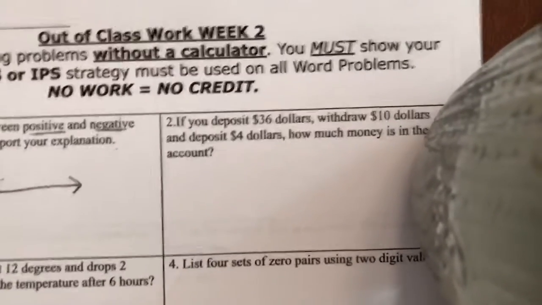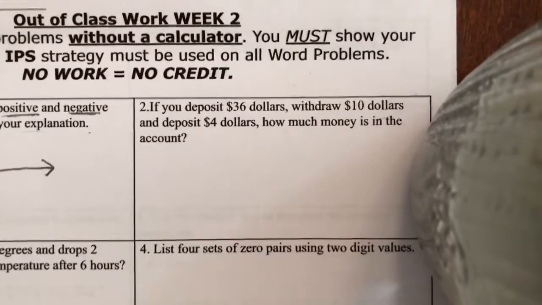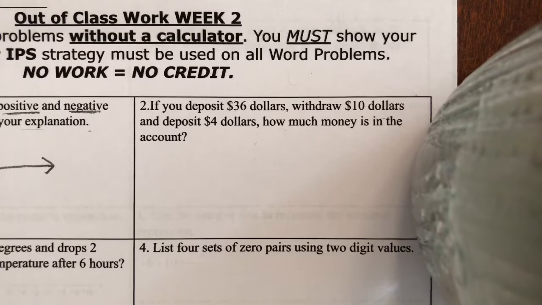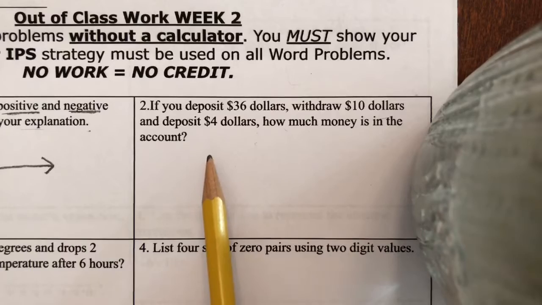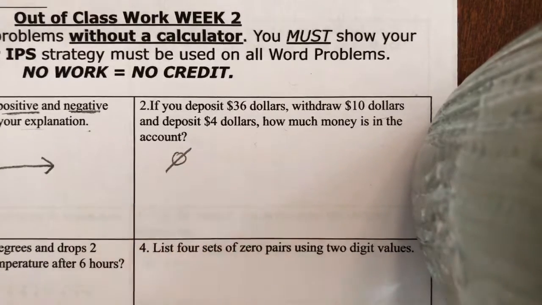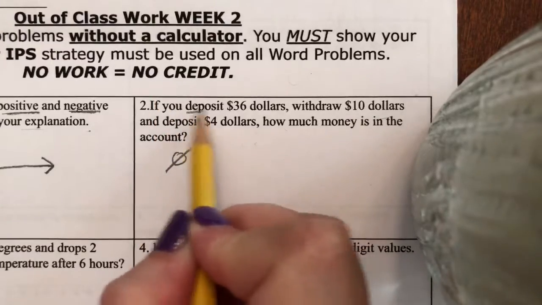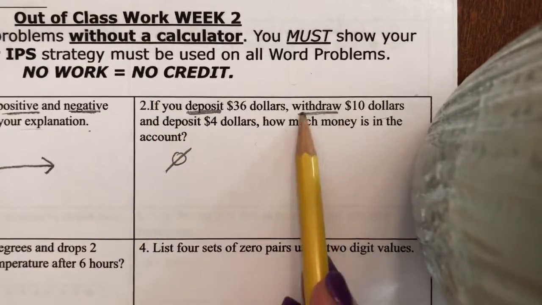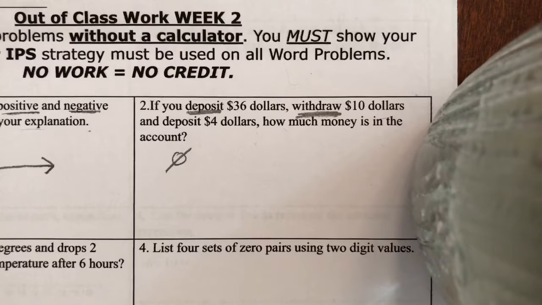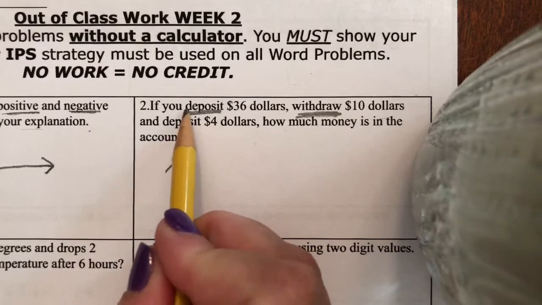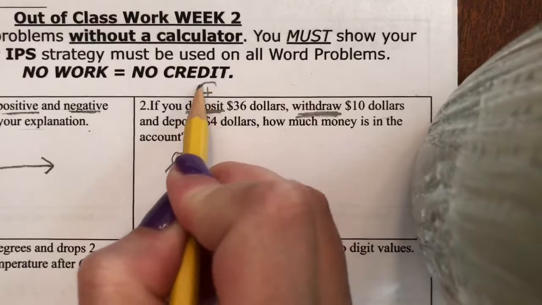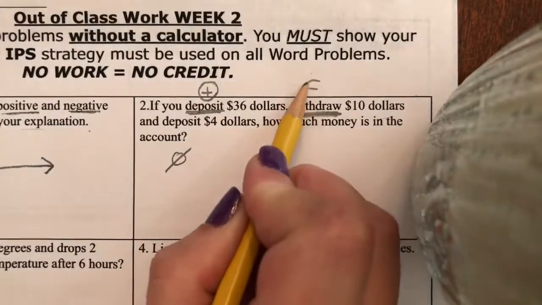Number 2, if you deposit $36, withdraw $10, and deposit $4, how much money is in the account? So we have to assume anytime you have a problem like this that the balance is starting at 0. One of the things that I notice students make the most mistakes on is understanding the difference between deposit and withdrawal. And these are very practical things to know because, again, these are banking terms. Deposit means I'm adding money into my account. Withdrawing means I'm taking money out.